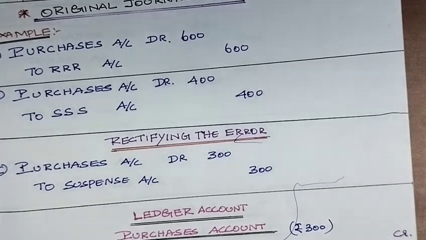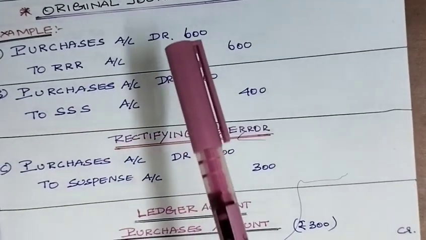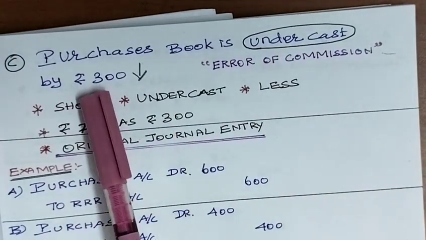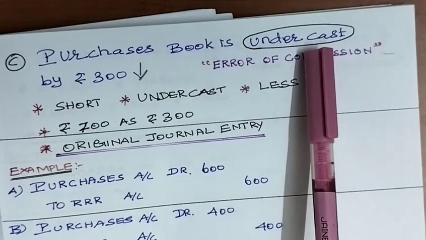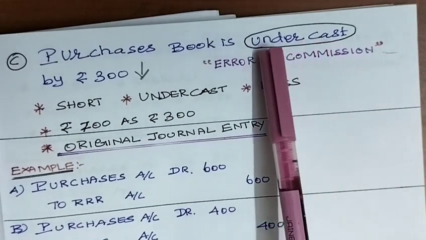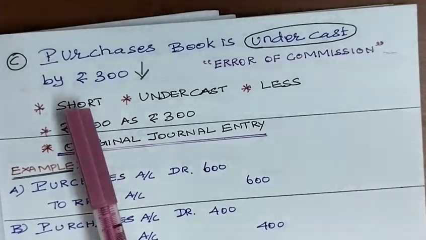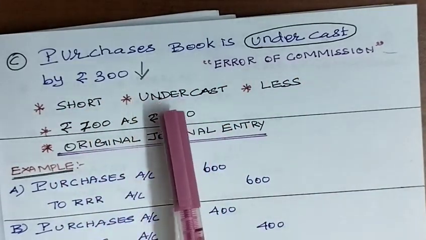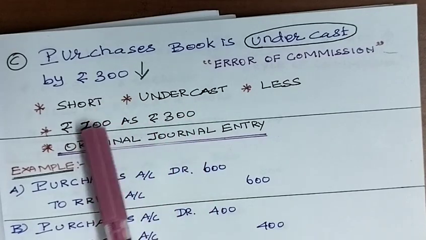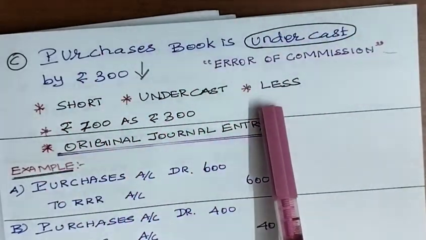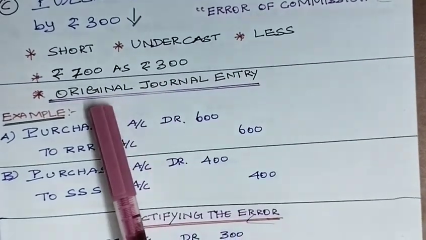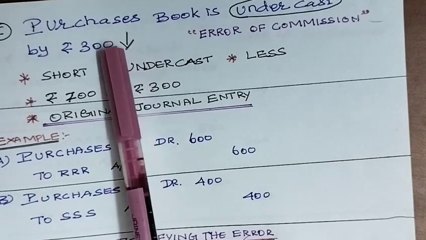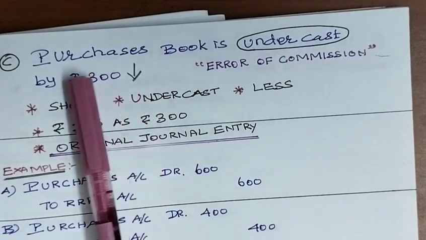Listen here, what is the question? Purchases book is under cost by 300 rupees. Under cost means what? I already explained it to you. Whenever you see shortage, short, under cost, less, 300 rupees instead of 700, whenever you see this kind of word, you should use the original journal entry. So under cost means 300 rupees decreased in the purchases book.